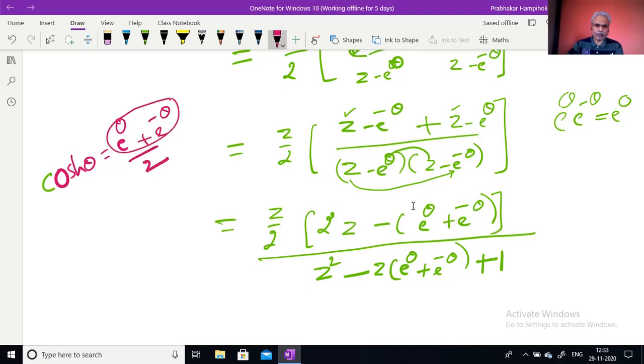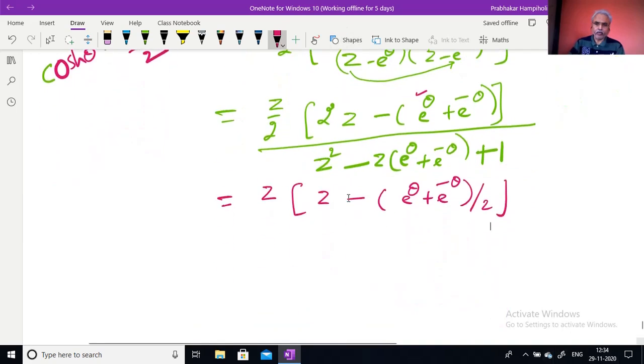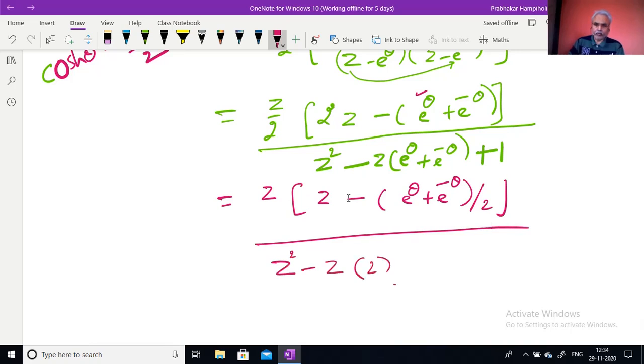This numerator is there here, so we need divided by 2. Here I'll drag this half inside, so 2 and 2 get cancelled. Z as it is, minus e raised to theta plus e raised to minus theta divided by 2. So the numerator is no problem. In the denominator, there is no 2 here, so multiply and divide. Whatever you want, get it. Z square minus z multiplied by 2 and divided by 2, which is e raised to theta plus e raised to minus theta, plus 1.